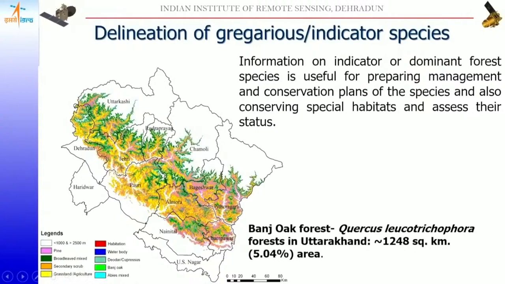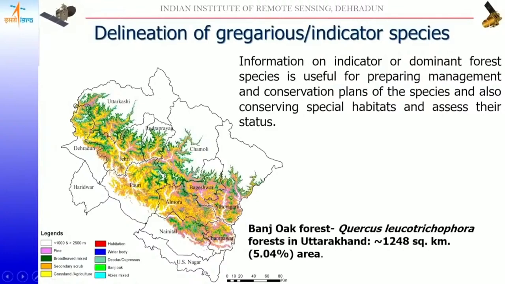So in this case, we can easily delineate the oak forest distribution in the Uttarakhand state, because this particular species is considered very important ecologically as well as having very high socio-economic importance. So we can delineate these gregarious or indicator species, and these are very important. This particular forest is a very important source of the different bioresources that we derive from a forest.